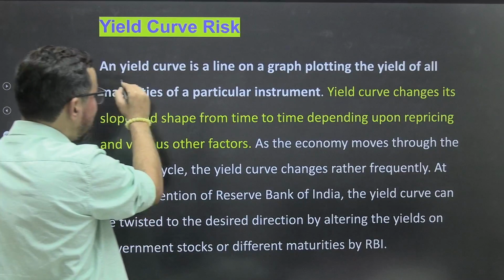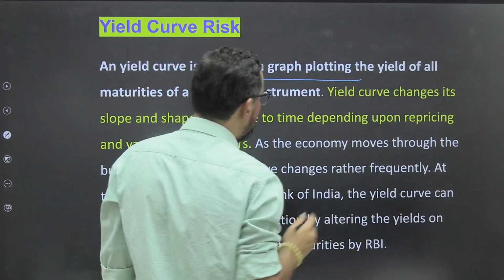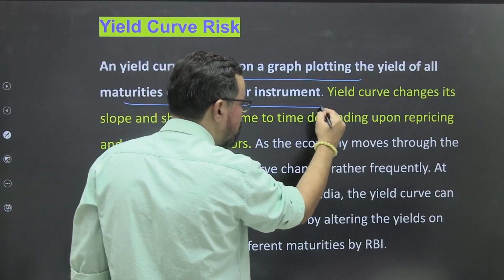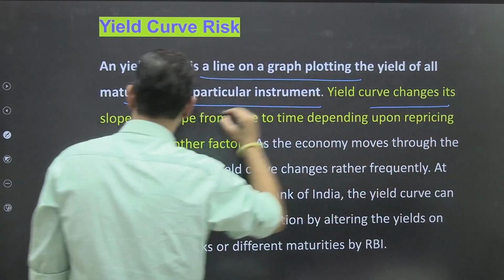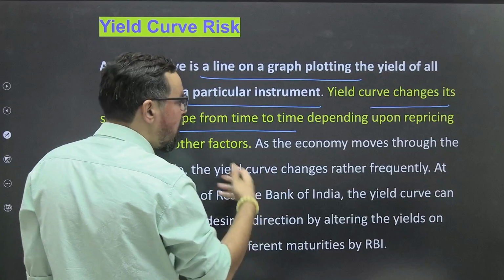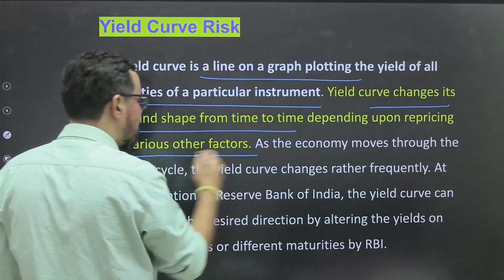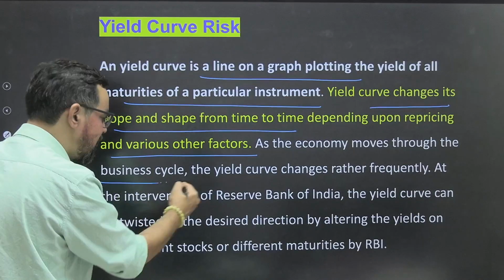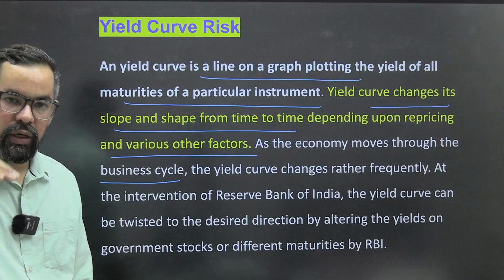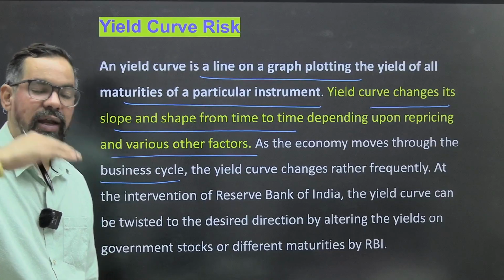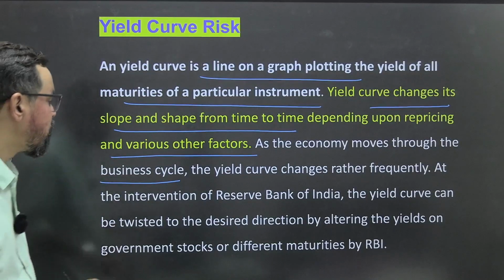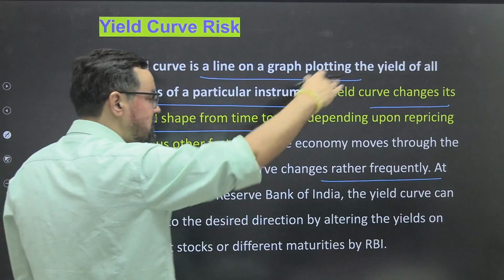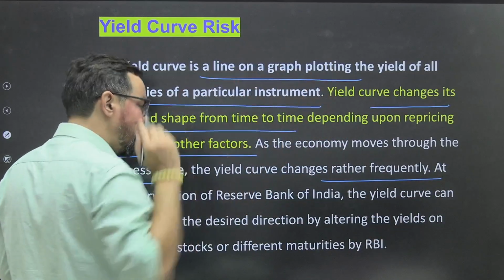Okay. And the yield curve is a line on a graph plotting the yield of all maturities of particular instruments. The yield curve changes its slope and shape from time to time depending upon repricing and various other factors. As the economy moves through the business cycle, expansion, peak, contraction, recession, then trough and others, the yield curve changes rather frequently. So with that business cycle, there will be a movement in the yield curve also.